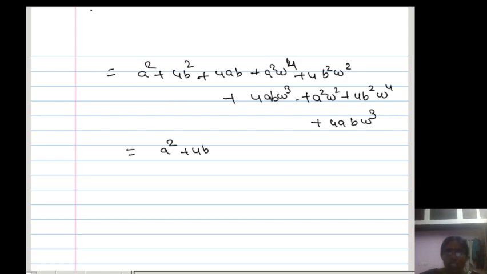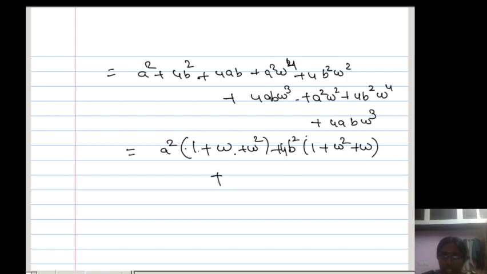Okay, here also you can take a square common. So how to take a square common? a square, what is a square? Omega power 4. You can see here a square is 1. Omega power 4 means omega. You know already. Next a square, is there any term? Yeah, omega square. Similarly 4b square if you take common, 1 plus, what is 4b square? Omega power 2. 4b square omega power 4 can be written as omega.